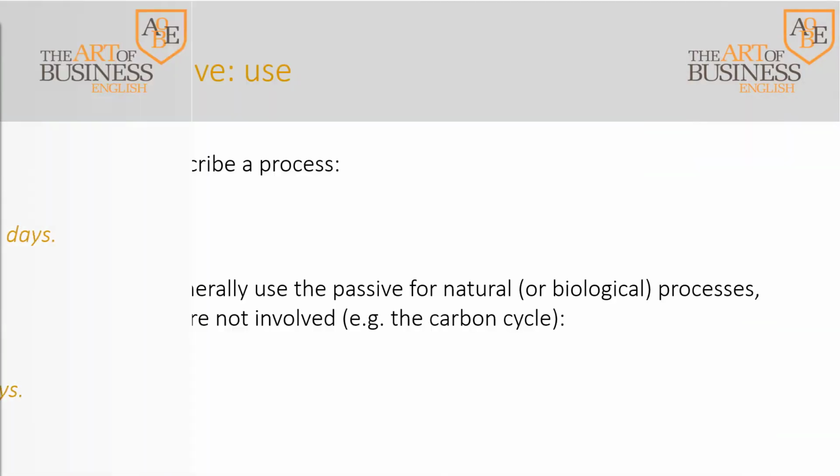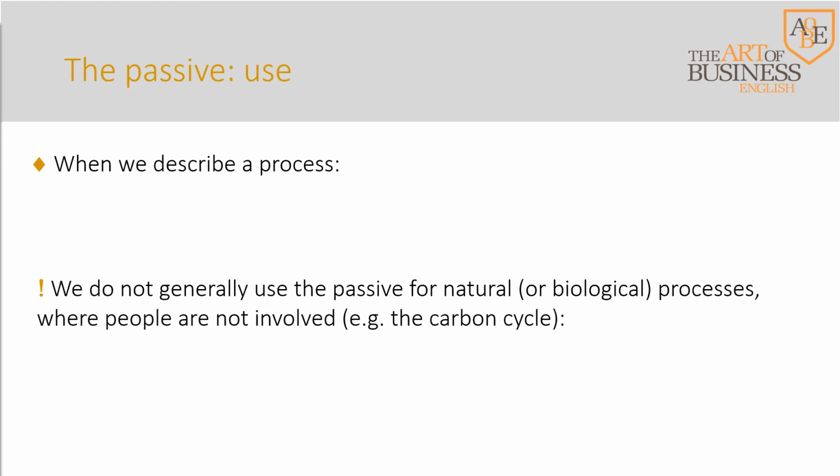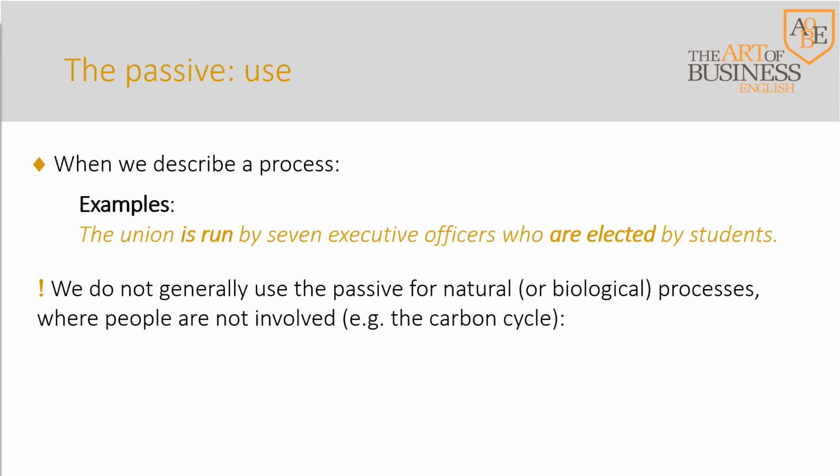Okay. We can also use the passive when we describe a process, again, because we don't really care who is doing that process. It's obvious that you have to follow these steps. So an example would be the union is run by 7 executive officers who are elected by students. Now, this process is that there are elections, and then the union is run. So in this case, there's a clear process.